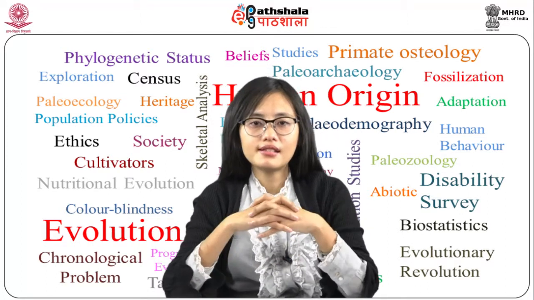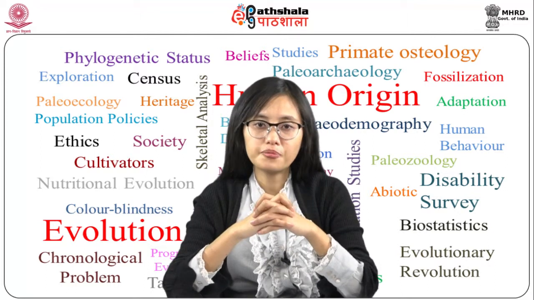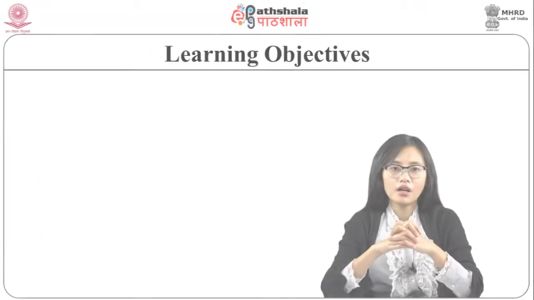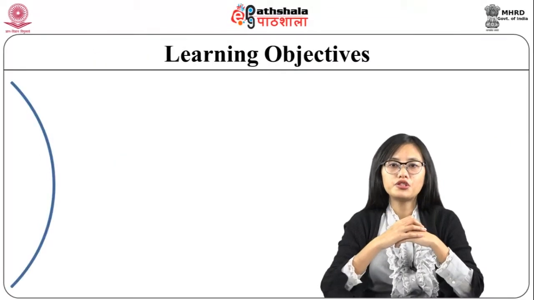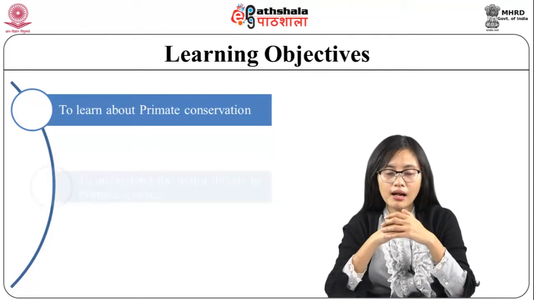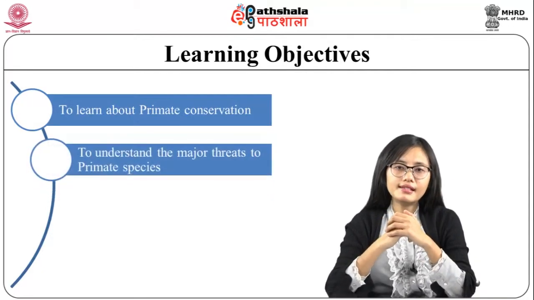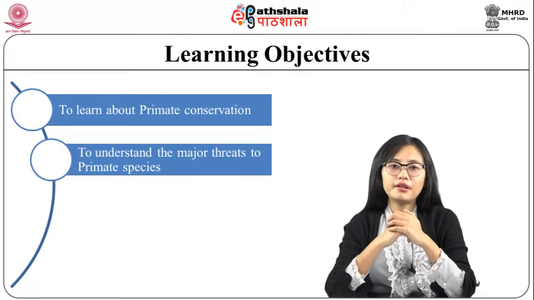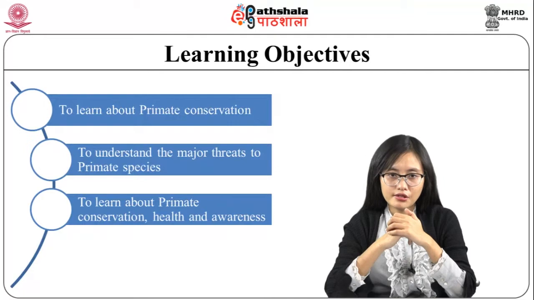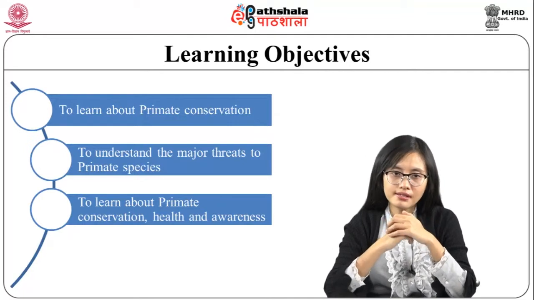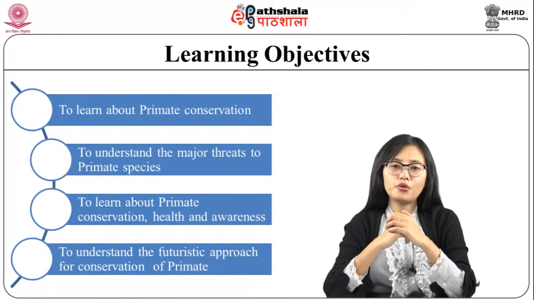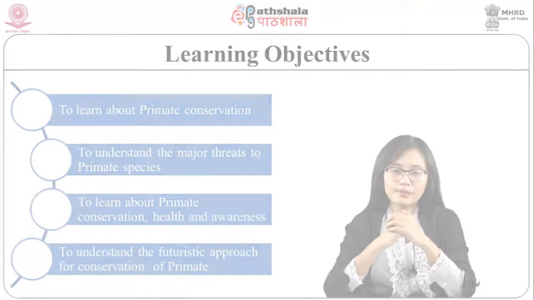Today we will be discussing the module Conservation of Primates from the paper Human Origin and Evolution. The learning objectives of the module are, number 1, to learn about primate conservation; number 2, to understand the major threats to primate species; number 3, to learn about primate conservation, health and awareness; number 4, to understand the futuristic approach for conservation of primates.